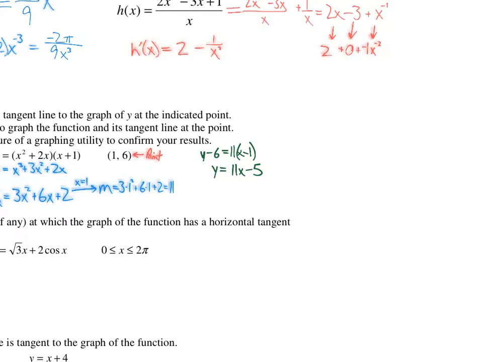So, that's what we're looking for. That's just point-slope form. I just use point-slope form. If you want to use slope-intercept, solve for b and then plug it back in, go for it. However you guys see it.